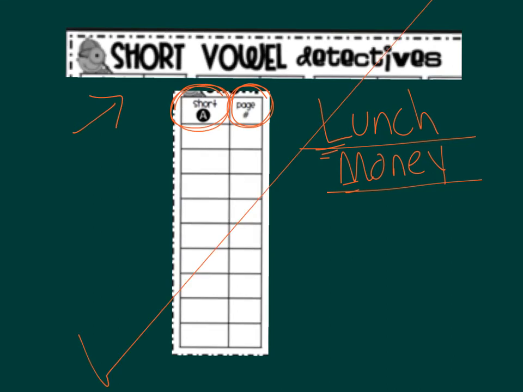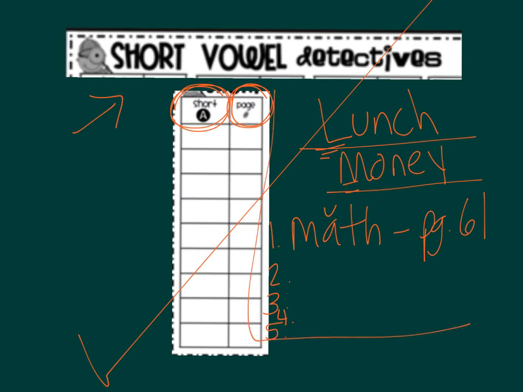So on page 61 in the book, I see the word math. So I know math is making that short A sound, and that is on page 61. Why don't you find 5 words in your book that have the short A sound and write the page number where you found it. Good luck! Tomorrow you will turn in this sheet of paper that looks like this to your homeroom teacher.